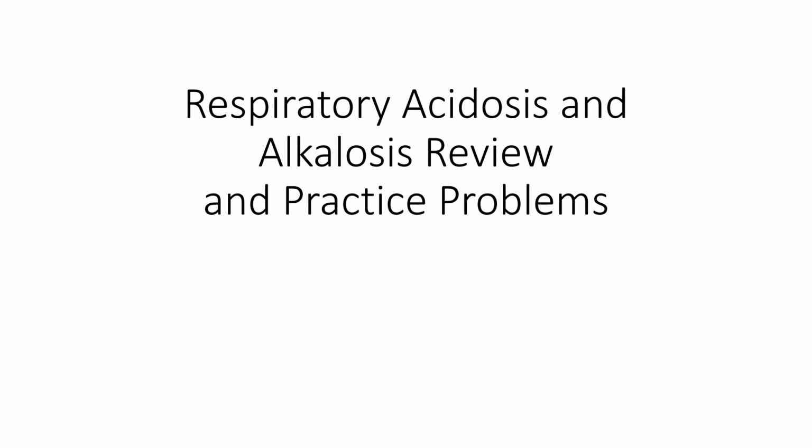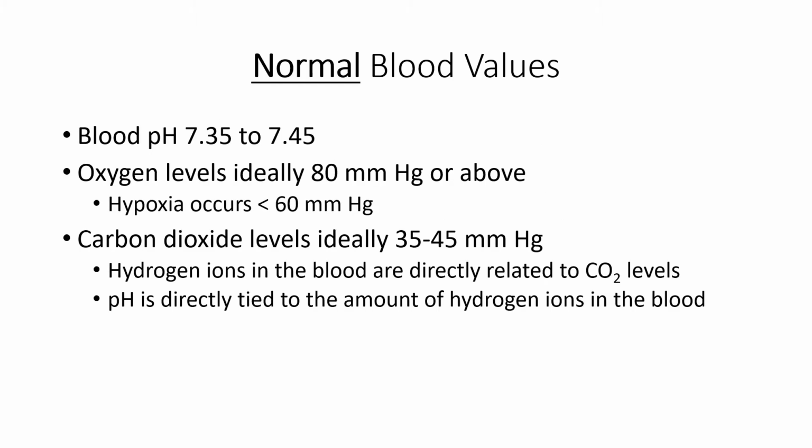Hi everybody, we're going to start with a review on respiratory acidosis and alkalosis, and then we're going to move into some practice problems together. So just want to talk about what is considered normal in terms of blood pH values. We know that blood pH values should be between 7.35 and 7.45.